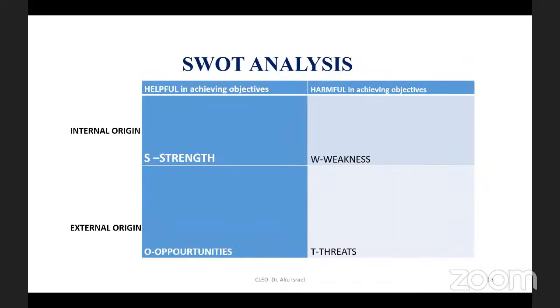Now, this is SWOT analysis: strengths, weaknesses, opportunities, and threats. The strengths and the opportunities are helpful in achieving your objective. The weaknesses and threats are harmful in achieving your objective. The strengths and the weaknesses are internal, while the opportunities and threats are external.